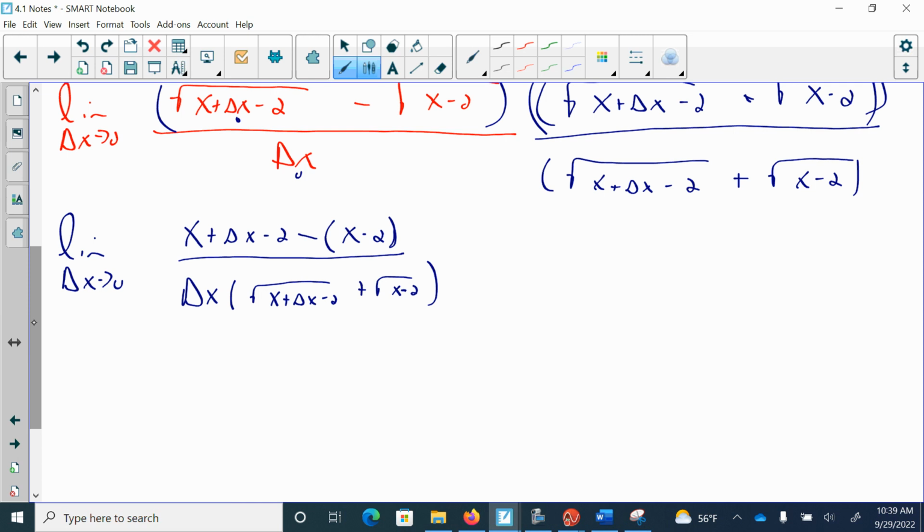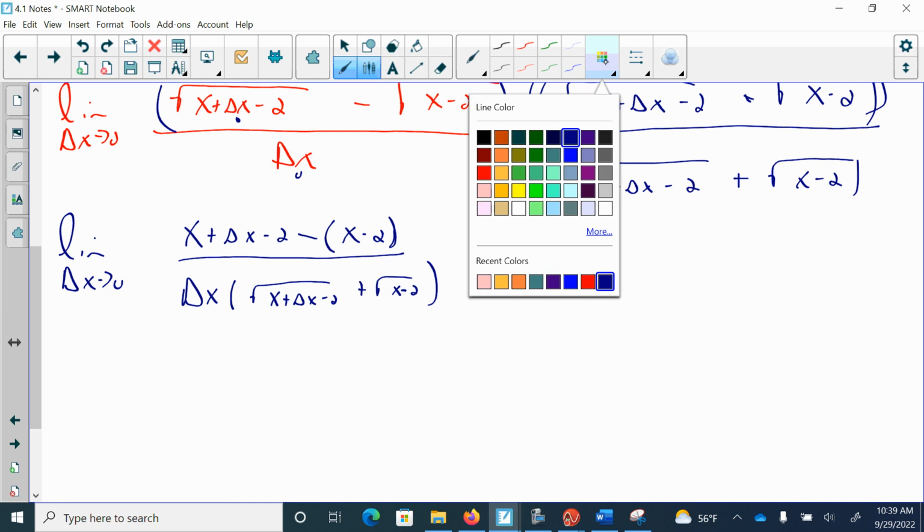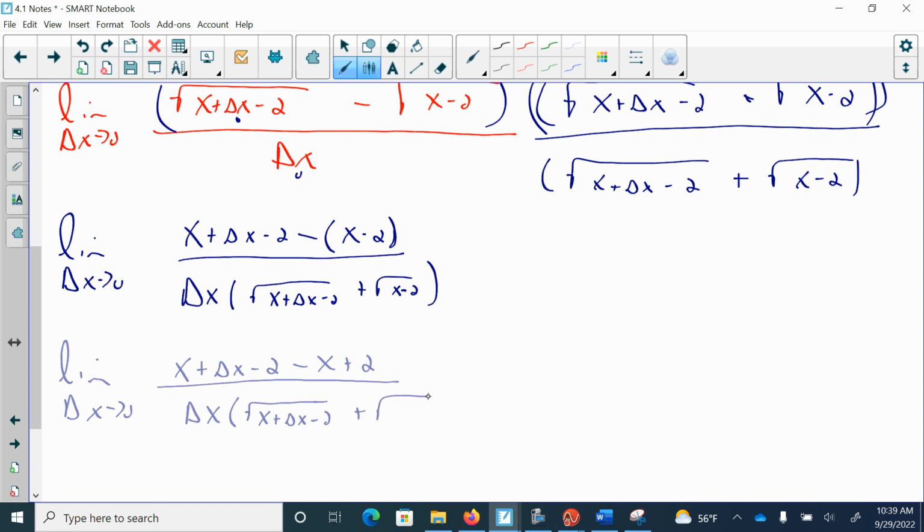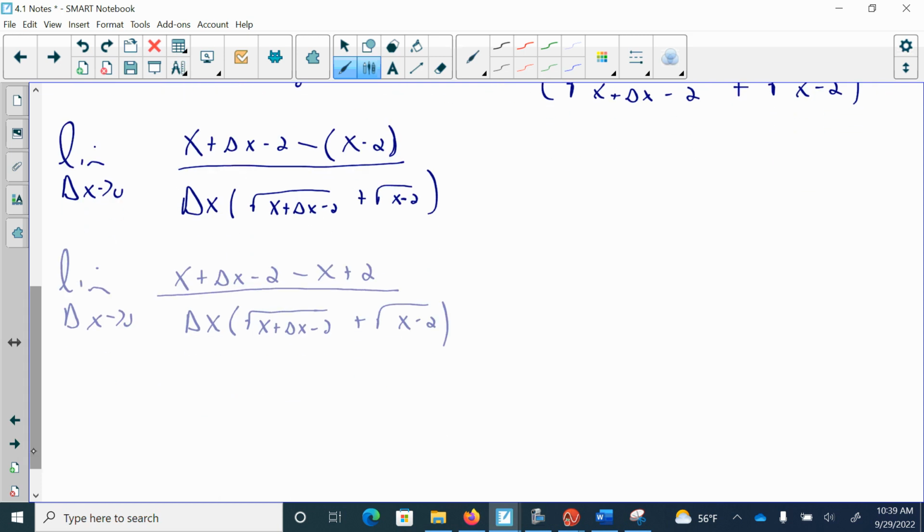Whew. I feel like we need a color change. Orange. I did pick orange, so sorry.